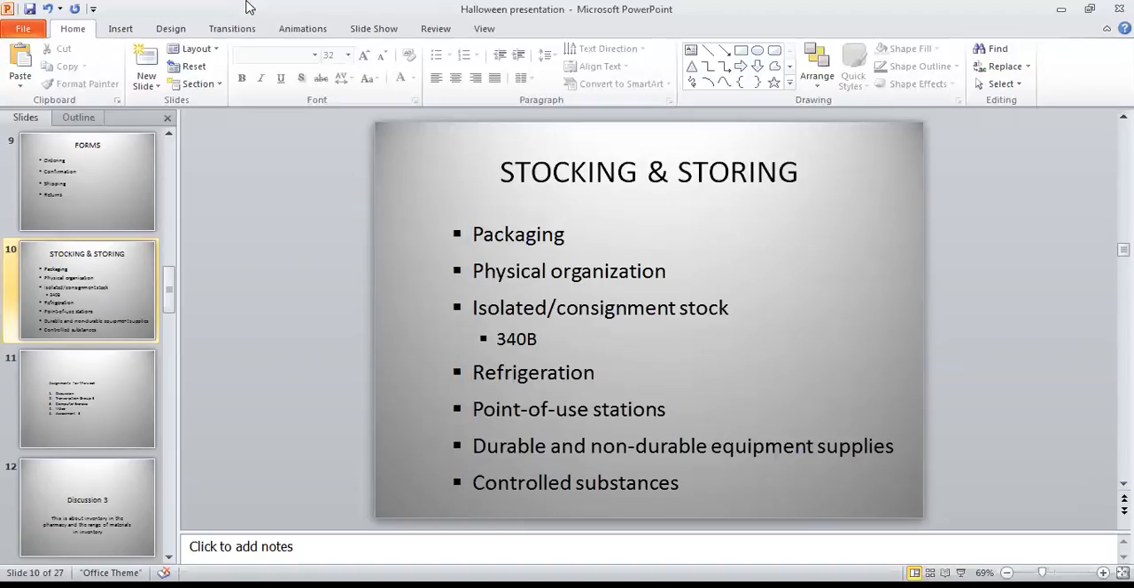Some stock is isolated or on consignment, which means we need to be careful about how we store and stock those things. Consignment stock is basically when you get something and you pay for it when you sell it. Some places will do this with what's called 340B products. 340B is a federal program that requires certain participating manufacturers to provide drugs at a deep discount for things like Medicaid patients and other special categories of patients.